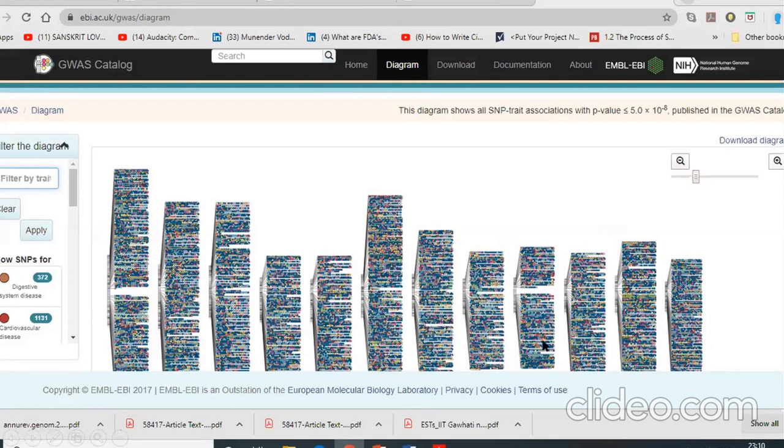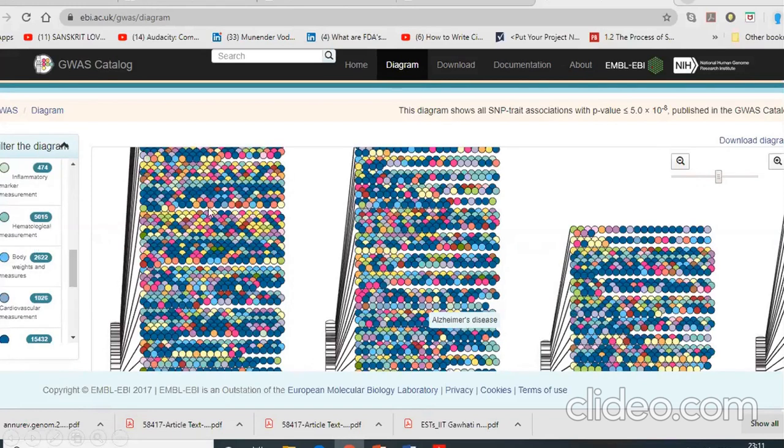If you go into the next slide, a little bit zoomed in, there is a different color for each dot, a different chromosomal location. Each one of the colors represents an inflammatory marker, body weight and body measures, cardiovascular again, and hematological measurement of the given population pool. Immunological studies, what are the immunological characteristic SNPs associated with the disease population, that is also important.